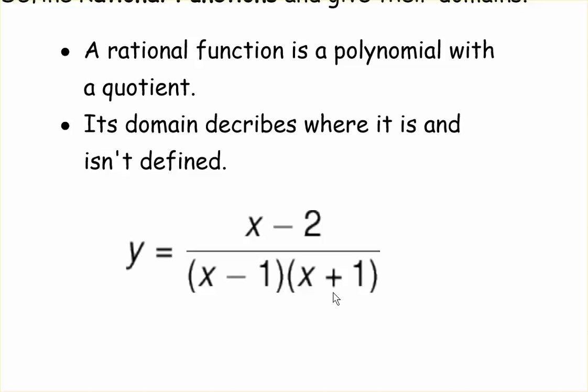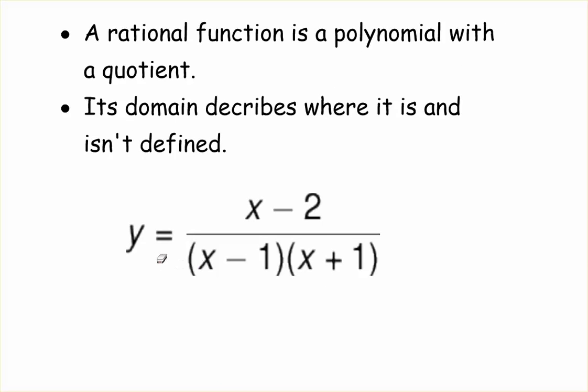So let's look at my example right here. Okay, so I've got y. I could have written this as f of x. So y is equal to x minus 2 over the product x minus 1 and x plus 1. So we're going to concern ourselves with this denominator. And we're going to worry about where it could end up being a zero.